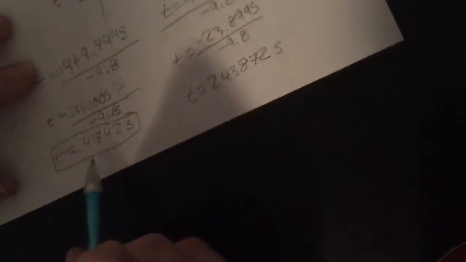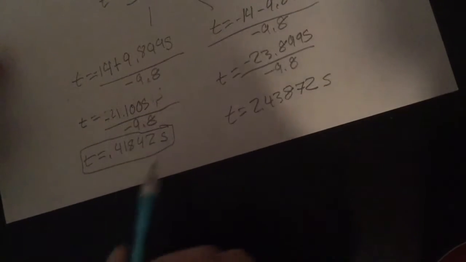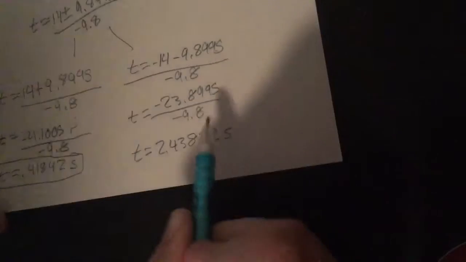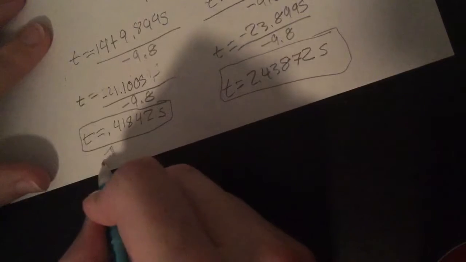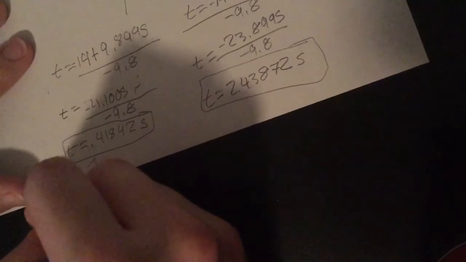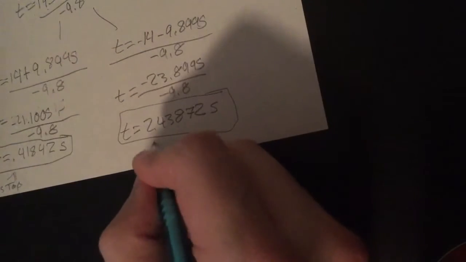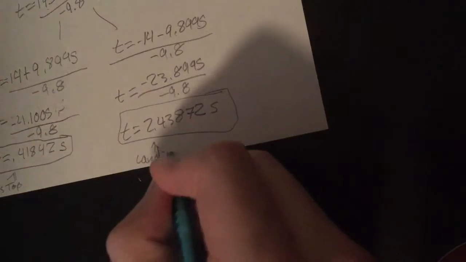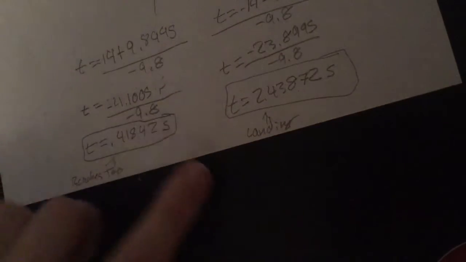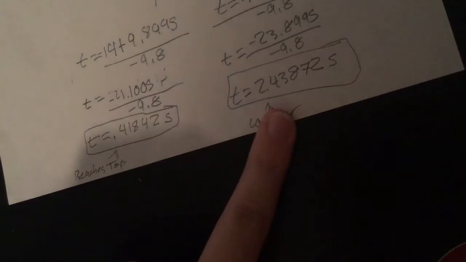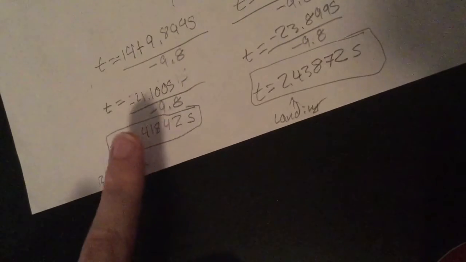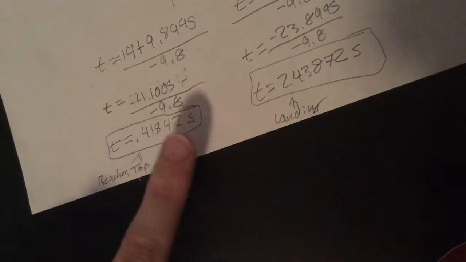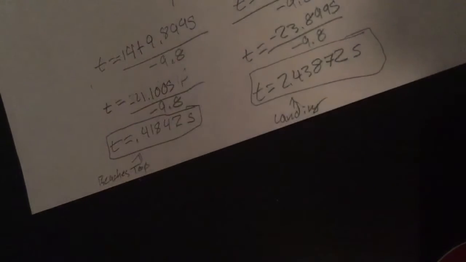The question asked, after how many seconds does she reach the top of the edge? Well, this one is quicker, and it takes a quicker amount of time to reach the top than landing down. So this is going to be when she reaches the top, and this is going to be landing. So those are your times. She lands 2.43872 seconds after launching off, and she reaches the top 0.41842 seconds after launching.